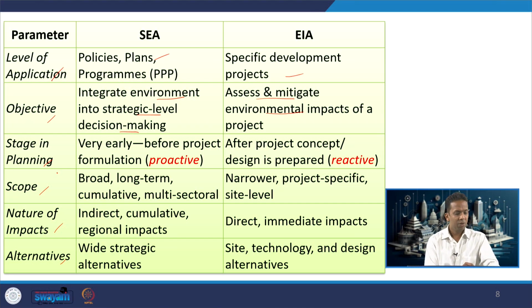So, the stage when SEA comes in planning, it is very early before project formulation, and it follows a proactive approach, unlike EIA which comes after the project concept or design is prepared, and follows a reactive approach, like once there is an activity which has an impact on environment, how do we mitigate it. Nature of impacts in SEA, mostly it is indirect, cumulative and regional impacts, whereas in EIA it is a direct impact for some action and immediate impacts.